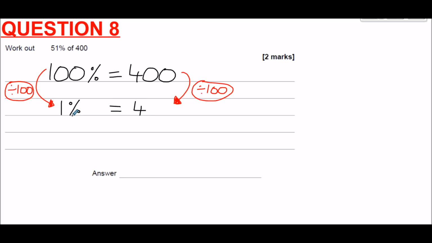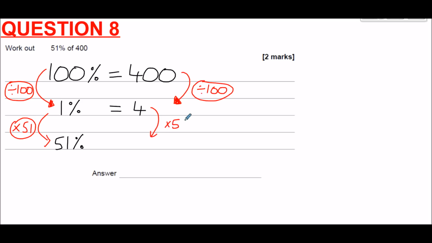Now we've got 1%, that's our ultimate building block. From 1% we can work out whatever we want. So to go from 1% up to 51%, we can just multiply 1% by 51, because we want to find out 51. And in the same way as before, if we multiply this side by 51, we'll have to do the same to this side as well.